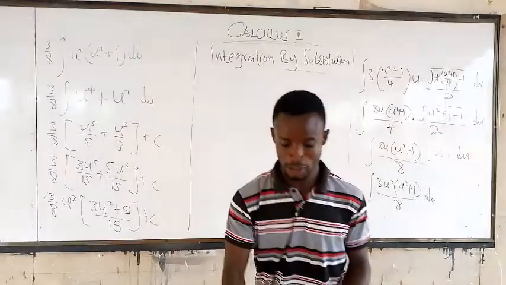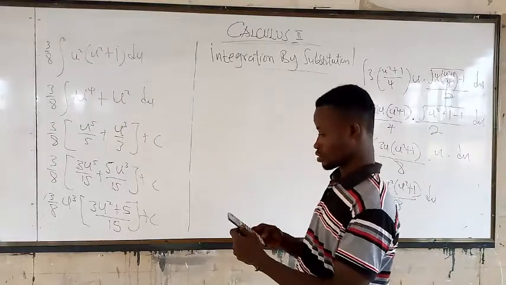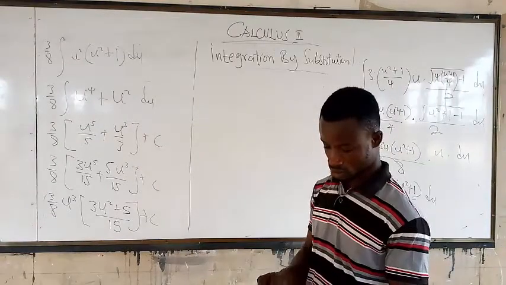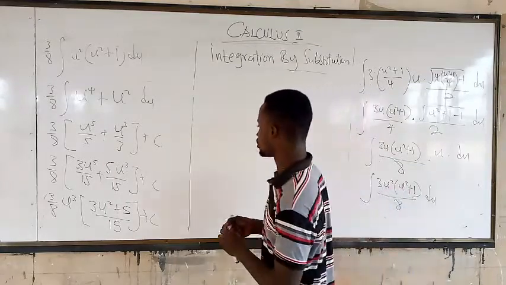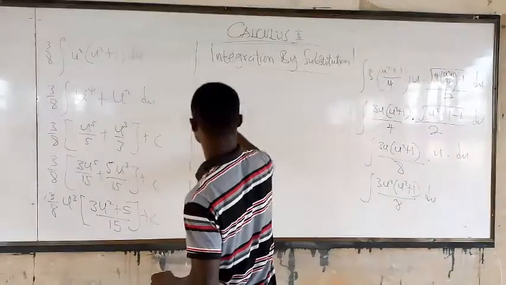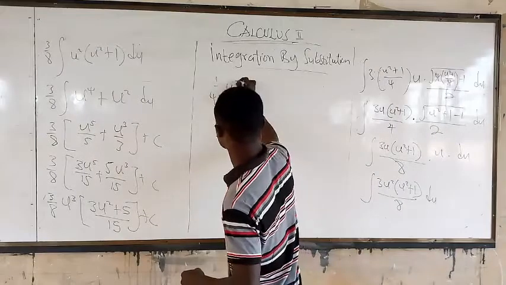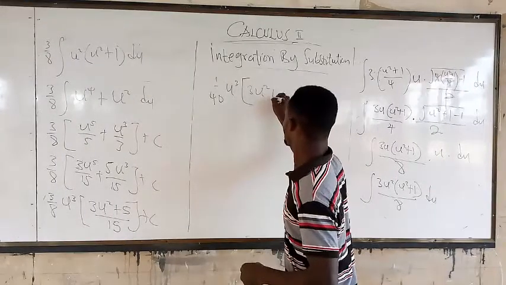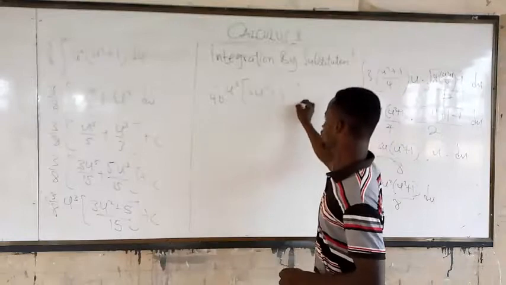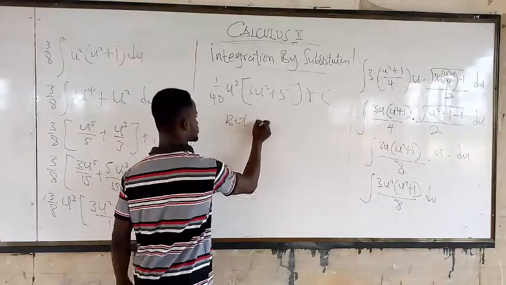Math is sweet. So here we multiply 8 by 15. We get 120. So we get 3 over 120, and that is 1 over 40. So we get 1 over 40, u to the power 3, then 3u squared plus 5, plus c.